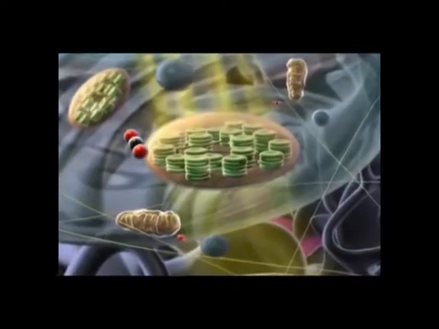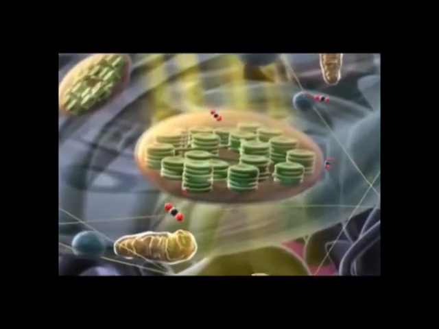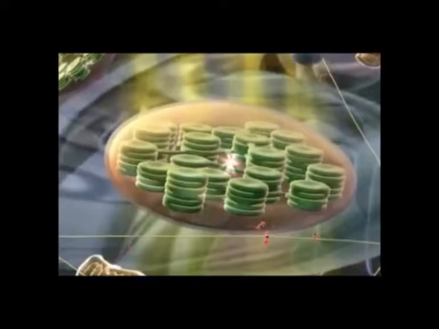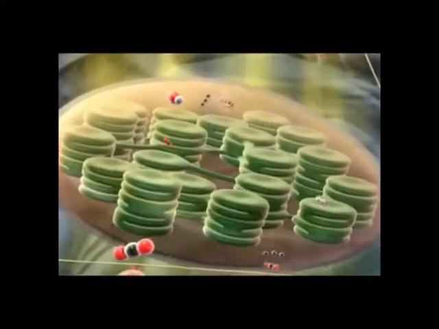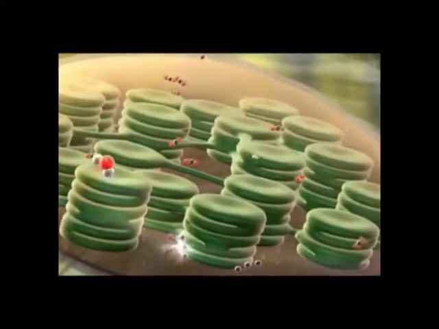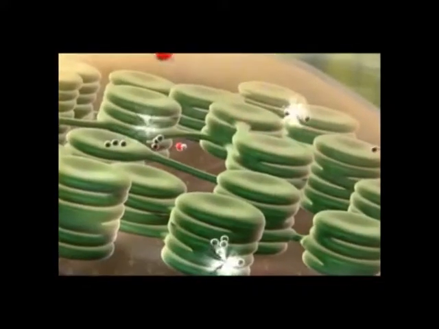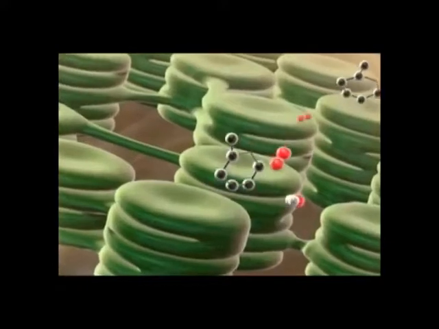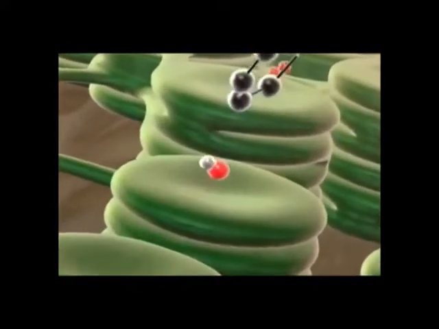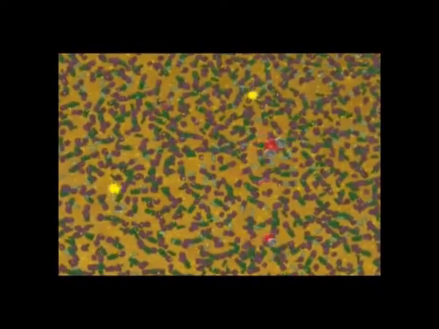Inside the cell, carbon dioxide diffuses into the chloroplasts, where photosynthesis takes place. Chloroplasts use energy from light to transform carbon dioxide and water into sugar and oxygen. Zooming into a chloroplast, we see these flattened membranous sacs called thylakoids. Here, light energy is converted to chemical energy in the first phase of photosynthesis, the light reactions.